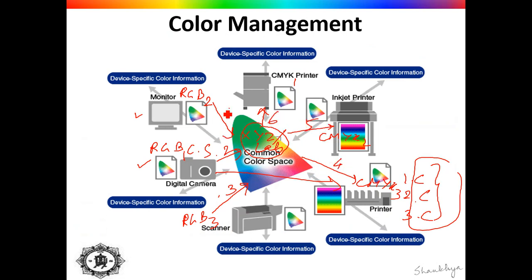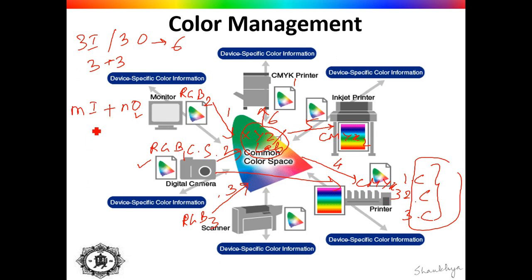So in total how many devices are there? There are 6 devices, 3 input devices and 3 output devices. So for this, if we are applying device independent color management protocols, then the total number of color space transformations is how much? 6. How did I get it? 3 plus 3. So if you have m number of input devices and n number of output devices, the total number of color space transformations while doing device independent color management will be m plus n, right?